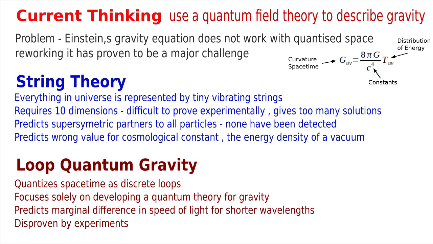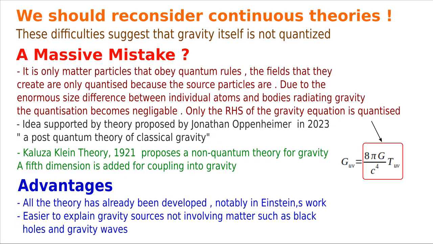The theory predicts that light at shorter wavelengths will travel slightly slower. However, experiments have failed to detect any change in the speed of light. These problems suggest that quantum field theories are wrong. It is only particles that are quantized, not the fields that they're created out of.